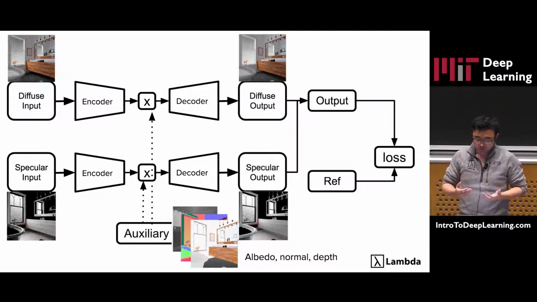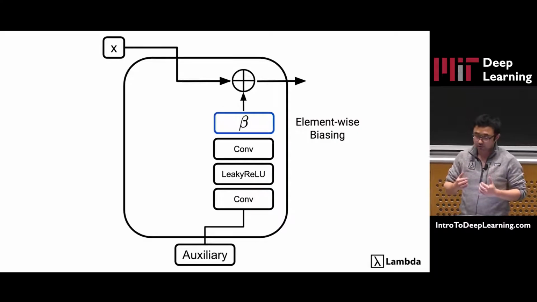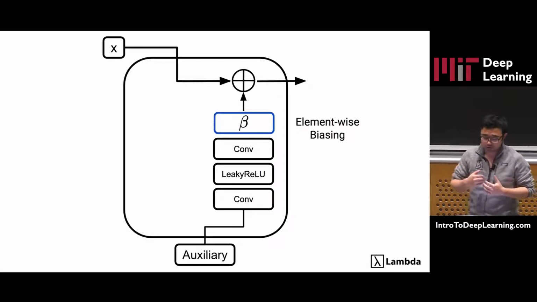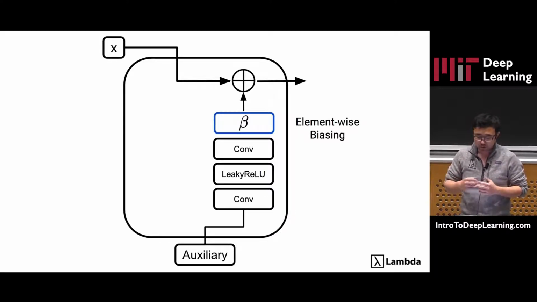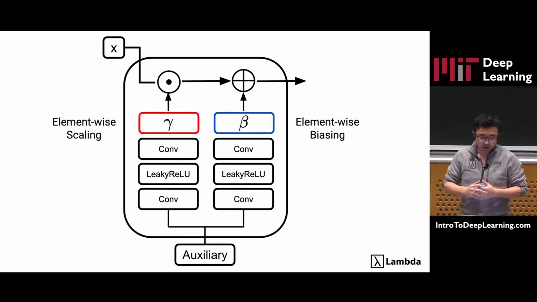The way we did it in this paper is something called element-wise biasing and scaling. The element-wise biasing takes the auxiliary features and runs them through a bunch of convolution layers and adds the result into the input feature X element-wise. One can prove this is equivalent to feature concatenation. Element-wise scaling runs element-wise multiplication between the auxiliary features and the input feature X.